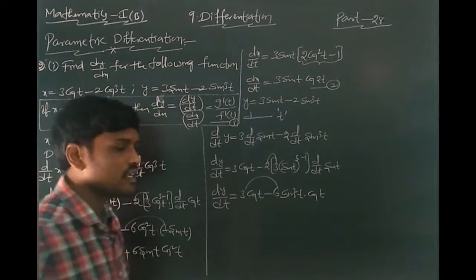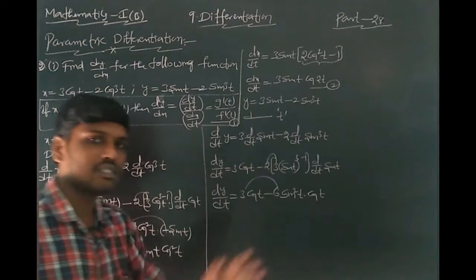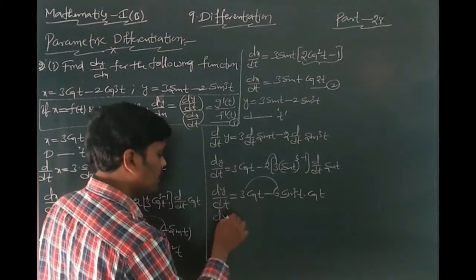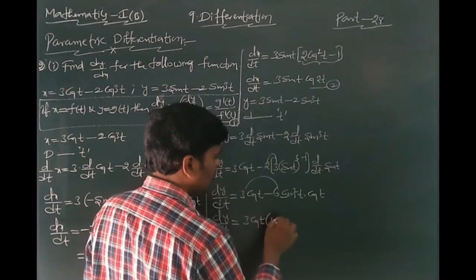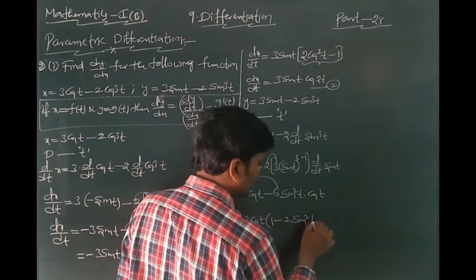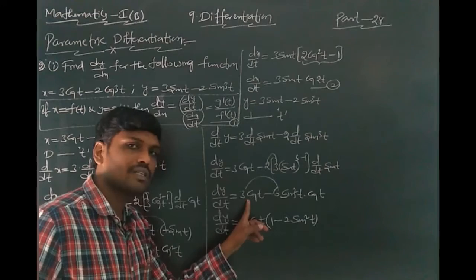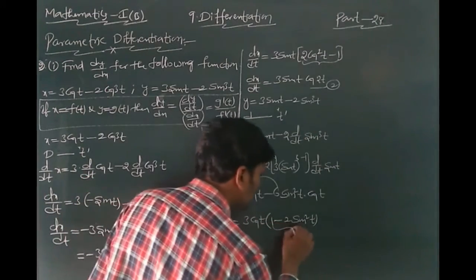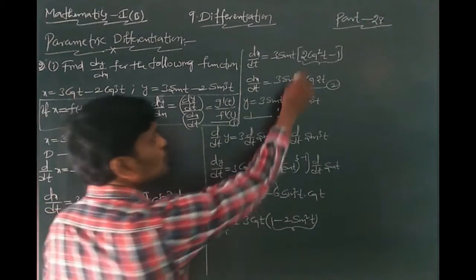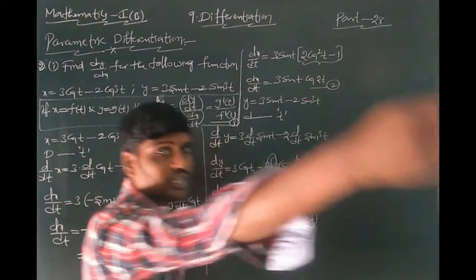In these two terms, which one is common? 3 is common, cos t is common. You get dy by dt is equal to 3 cos t common. Remaining here 1 is there, here minus 2 sin square t is there. 3 cos t into 1 is 3 cos t, and 3 into 2 is 6 cos t into sin square t. This 1 minus 2 sin square t is the value of cos 2t.